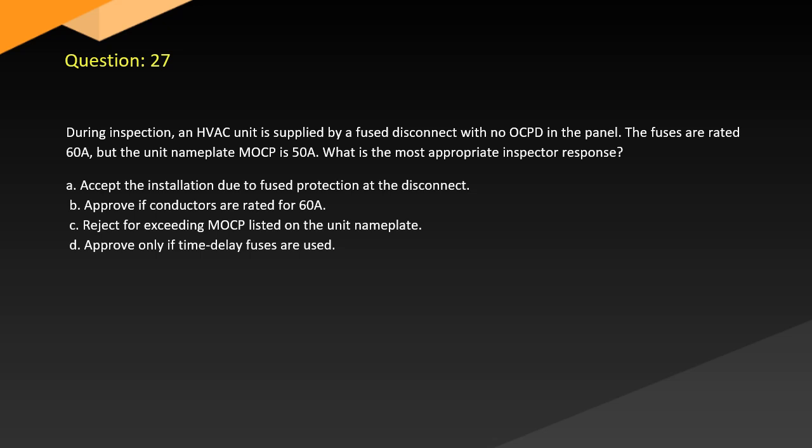Question 27. During inspection, an HVAC unit is supplied by a fuse disconnect with no OCPD in the panel. The fuses are rated 60A, but the unit nameplate MOP is 50A. What is the most appropriate inspector response? A. Accept the installation due to fuse protection at the disconnect. B. Approve if conductors are rated for 60A. C. Reject for exceeding MOP listed on the unit nameplate. D. Approve only if time delay fuses are used.